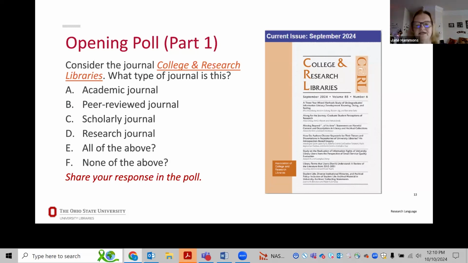Okay, so hopefully everyone is seeing the results. So you can see here that about 68% of the responses said that this is all of the above. So it is an academic journal, a peer-reviewed journal, a scholarly journal, and a research journal. And then for specific responses, we have different percentages there in terms of whether folks thought it was more a scholarly journal or a peer-reviewed journal. But we did have a few folks in here that indicated that it is none of the above. So you can see that there's some perhaps uncertainty or disagreement about what type of resource this might be.